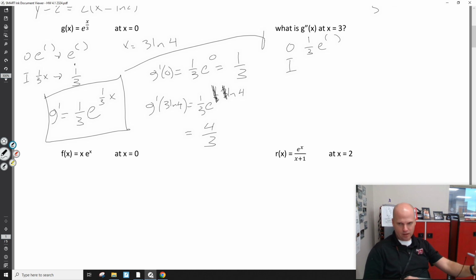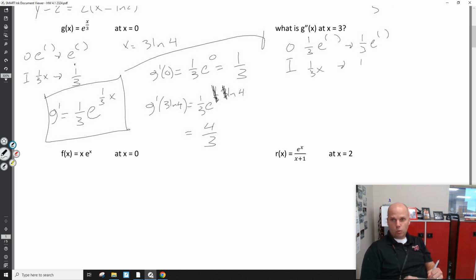It's not a product rule. It's not x's times x's. Constants can just get left alone or incorporated when we end up multiplying. So the derivative of our outside is 1/3 e to the power. Derivative of the inside is 1/3, the 1/3 x derivative.